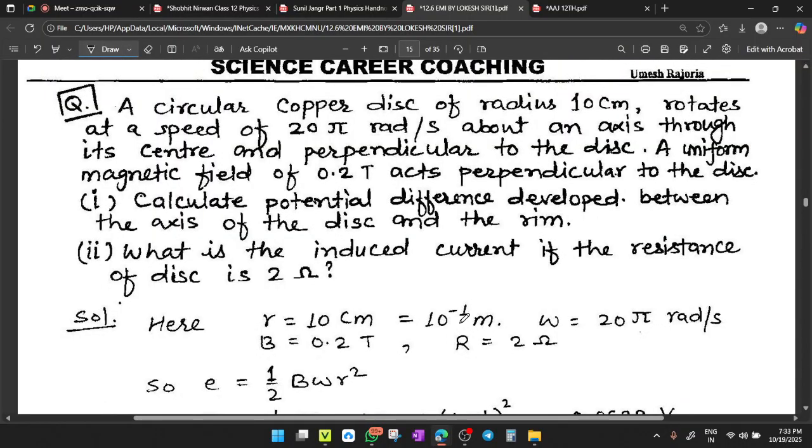Now, another numerical. A circular copper disk of radius 10 centimeter rotates with a speed of 20 pi radian per second. Yes, this is in radian per second, so this is omega.